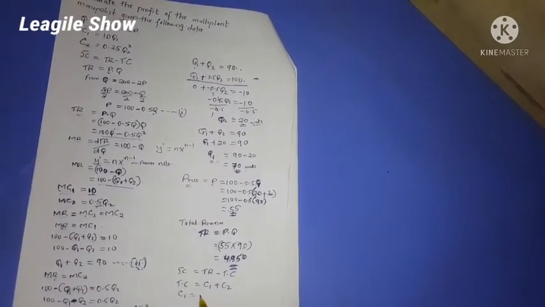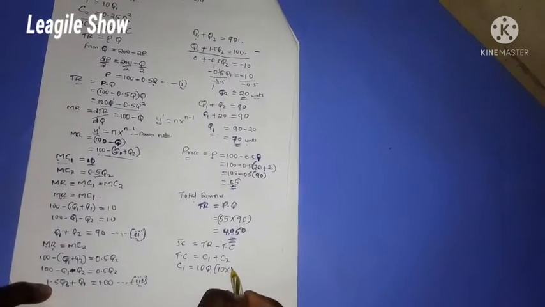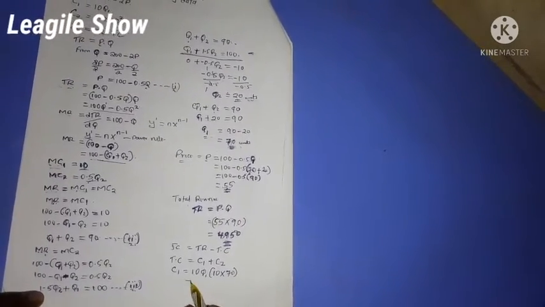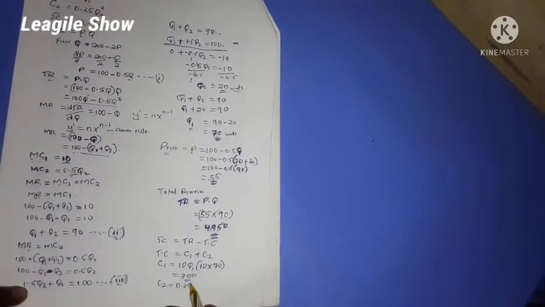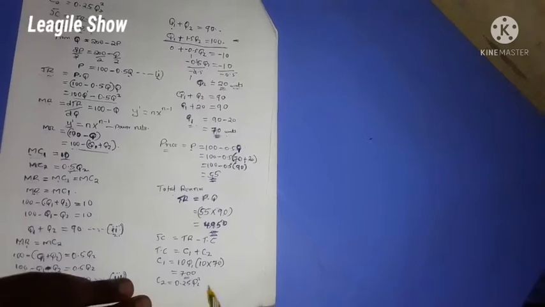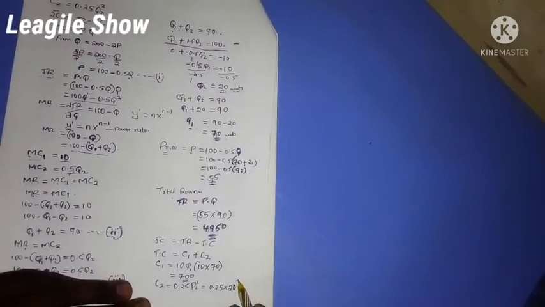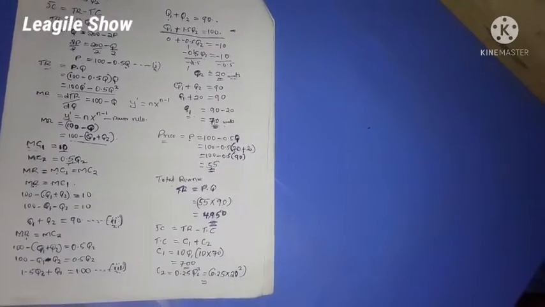But cost of the first firm was given by 10 Q1, which will be 10 times the quantity of the first firm, which was 70. That is 700. Then cost 2 was given by 0.25 Q2 squared, and that will be 0.25 times Q2, which was 20, squared. So working out that one will be giving us the answer.